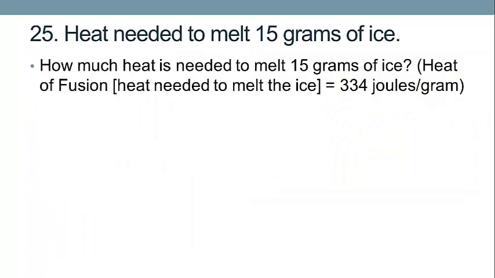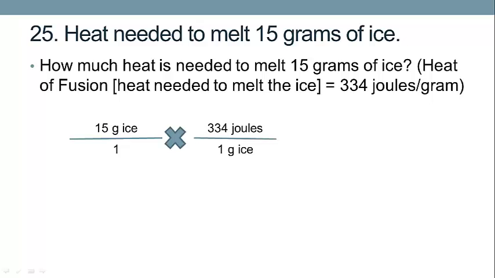How much heat is needed to melt 15 grams of ice? And the heat of fusion of ice is 334 joules per gram. So that means that if I have 1 gram of ice, I need 334 joules to melt it. So I'm going to start with 15 grams of ice. 1 gram of ice requires 334 joules, which means to melt all 15 grams, I need 5,010 joules.